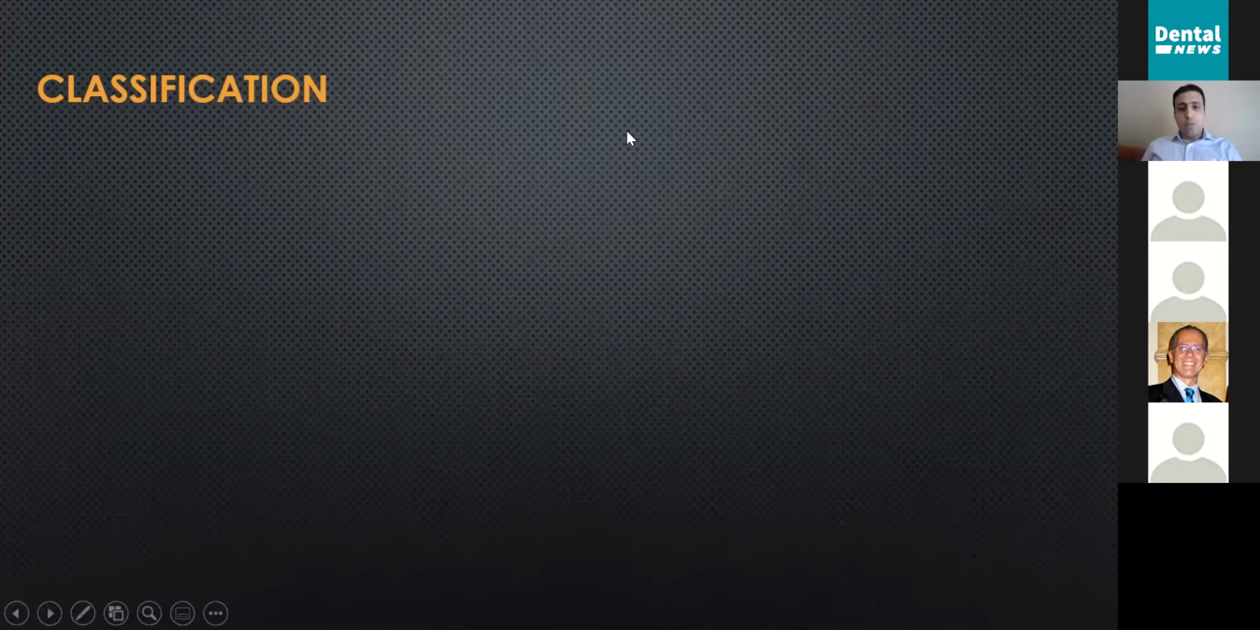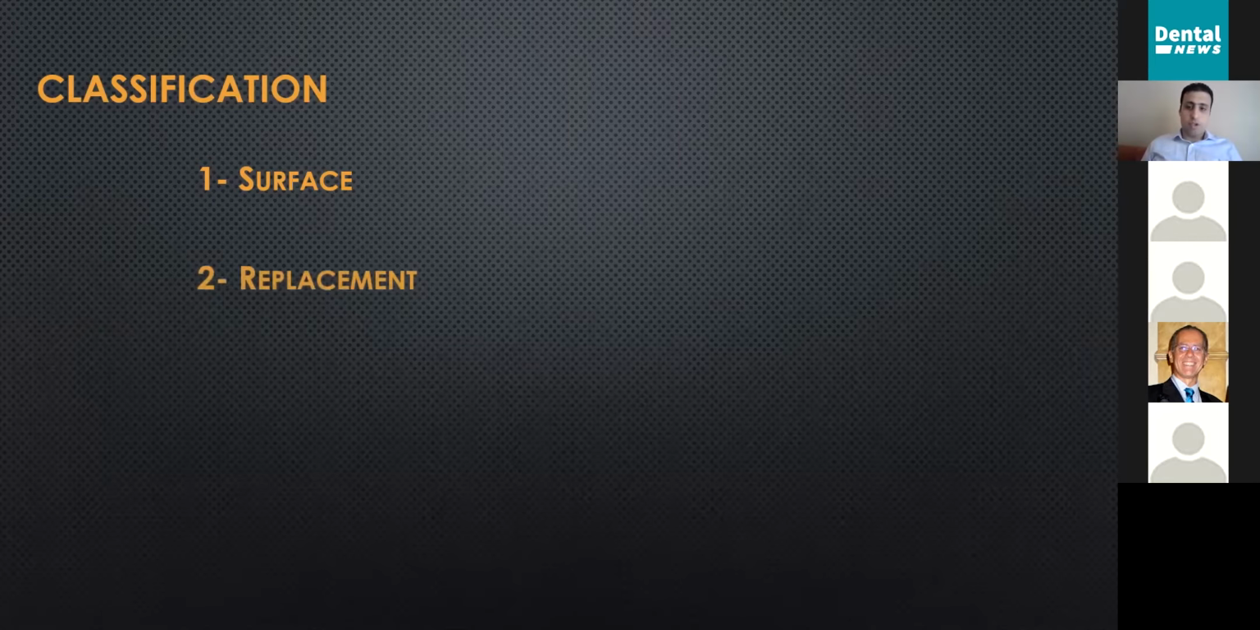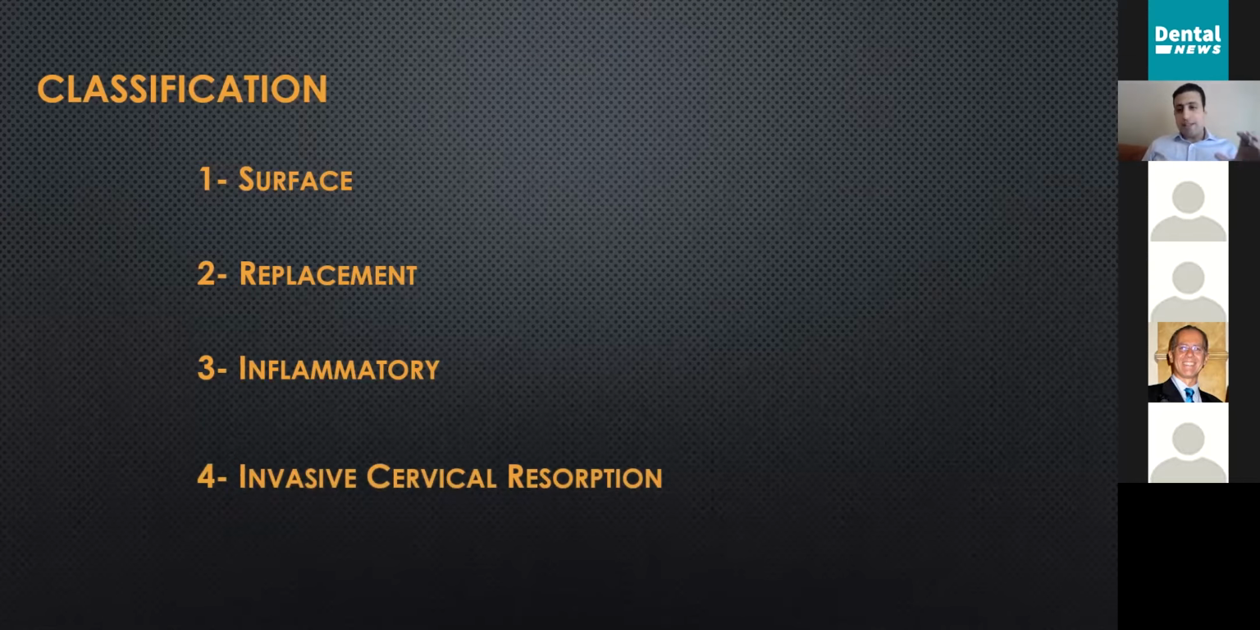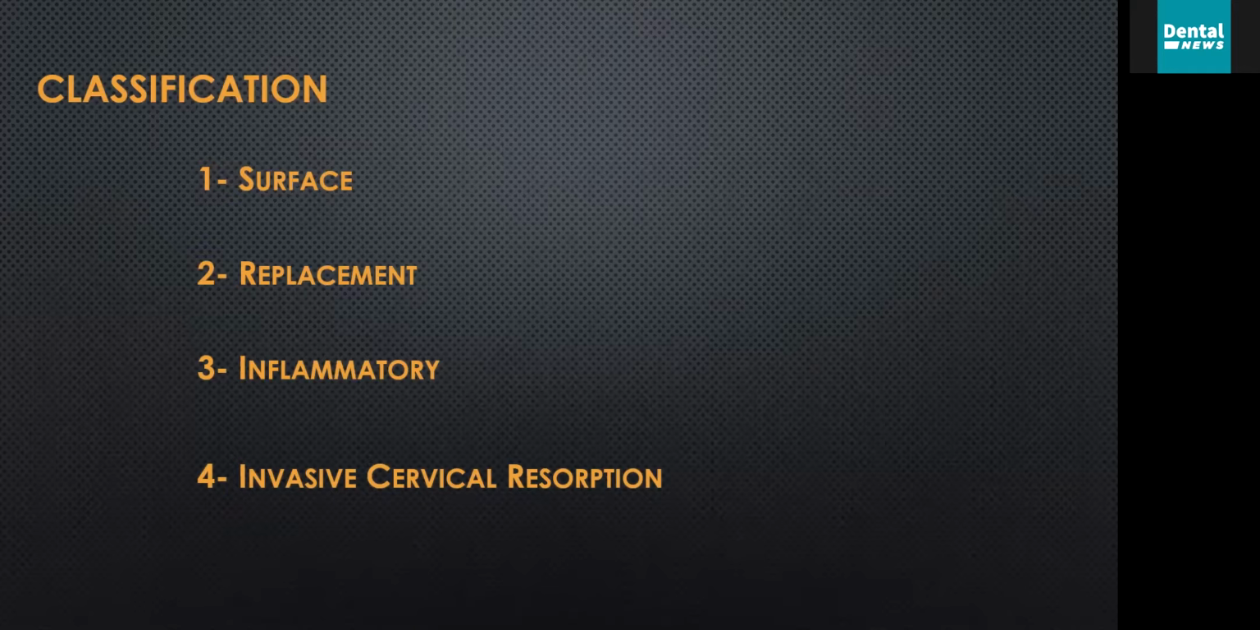If we want to talk further about the classification, which is very important for us as clinicians to be able to diagnose what's going on with the resorptive process, there are four main categories of root resorption that we can deal with. Number one is surface resorption. Two is replacement resorption, or the more clinical term, ankylosis. The third is inflammatory resorption, and the fourth, which is a distinct classification from the inflammatory category, is invasive cervical resorption. During this presentation, we'll dive into all these four classifications.